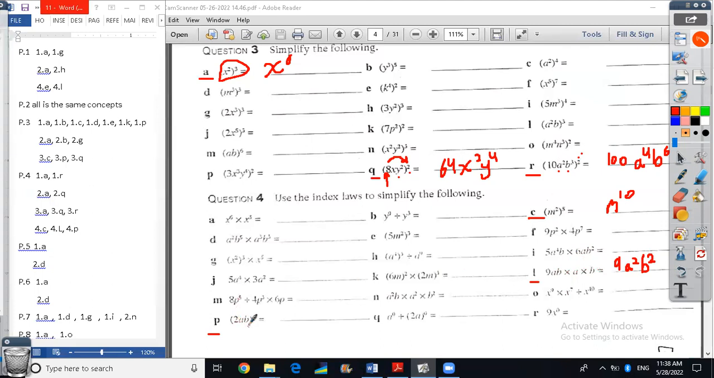The last question here on this page, 2AB all to the power of 3. We're going to say it's 2 to the power of 3, which is 8. A to the power of 3, which is a to the power of 3. All of them are to the power of 3, so I'm going to take them one by one. B to the power of 3, so it's just b to the power of 3. That's it with page 4.